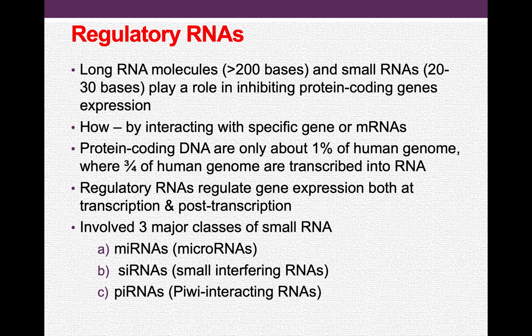So protein coding DNA basically is only about 1% of the human genome. Did you know that? So about 3/4 of the human genome basically is transcribed into RNA, not all of them. So regulatory RNAs would regulate gene expression both at transcription and also post-transcription. And this would involve three major classes of small RNA, which is the microRNA, miRNA, small interfering RNA, siRNA, and also PIWI-interacting RNA, piRNA.